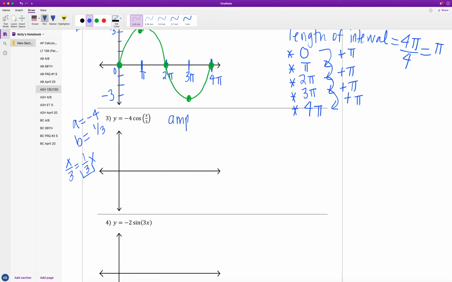The next thing I want you guys to find is, why don't you decide on what the amplitude is for this function and what the period is going to be as well, and then we will check it. So go ahead and pause the video and answer those questions.